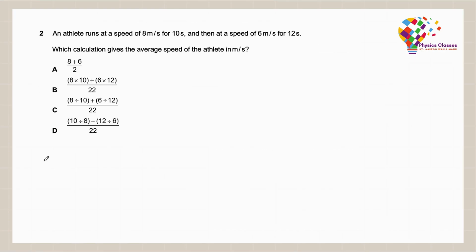An athlete runs at a speed of 8 meters per second for 10 seconds and then at a speed of 6 meters per second for 12 seconds. Which calculation gives the average speed of the athlete in meters per second? The average speed is the total distance by the total time.